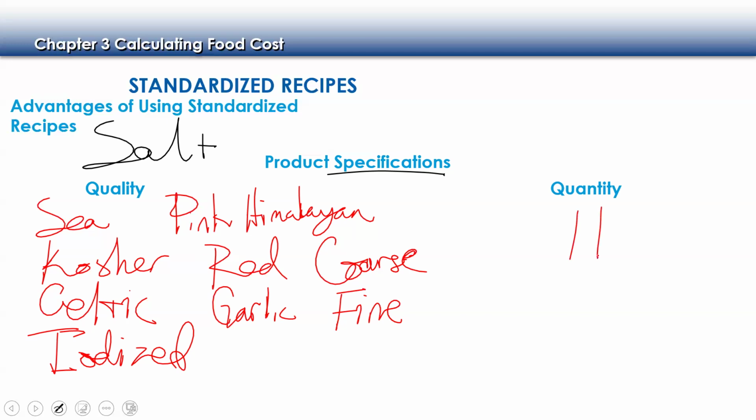The quantity is basically how much do we buy? Do we buy it by the pound? Do we buy 5 pounds? How do we buy the salt? Do we buy 4 5-pound containers? So there's 20 pounds total, but they're broken into 5-pound containers. The quantity will tell us.